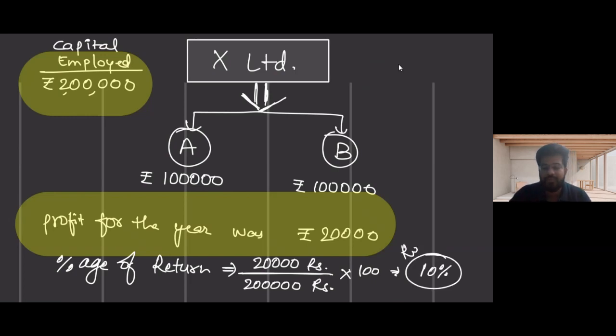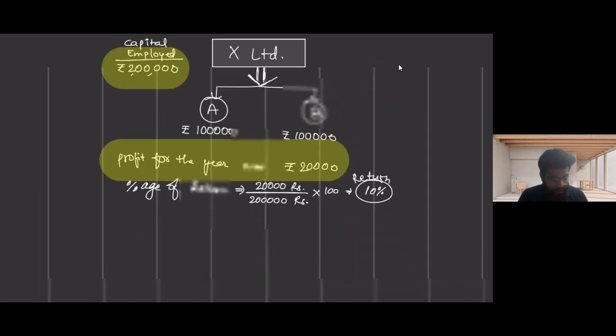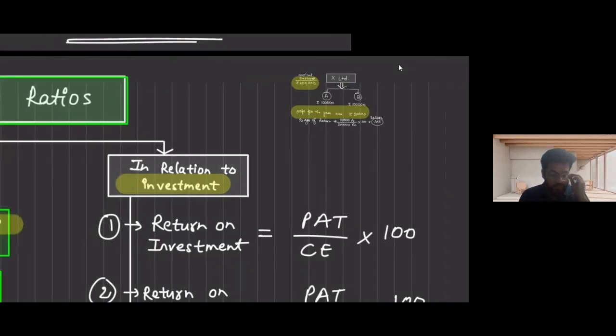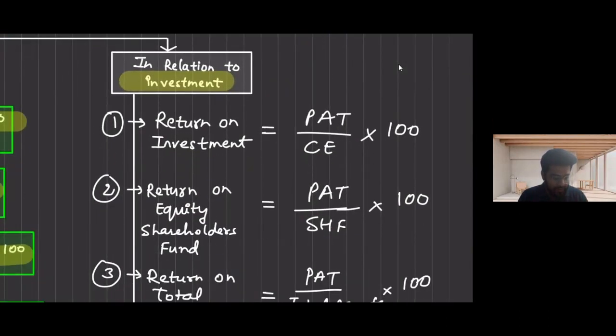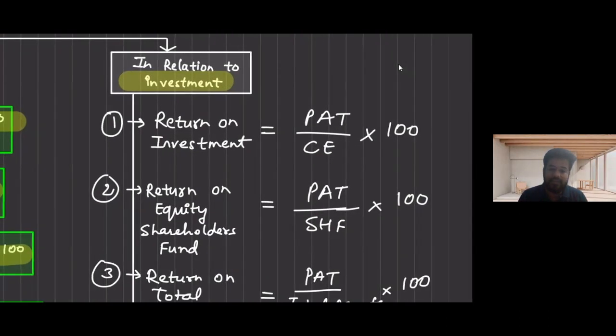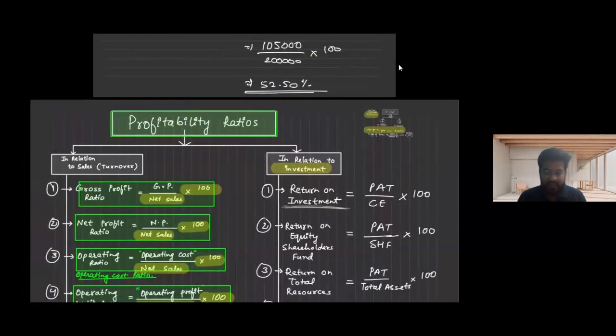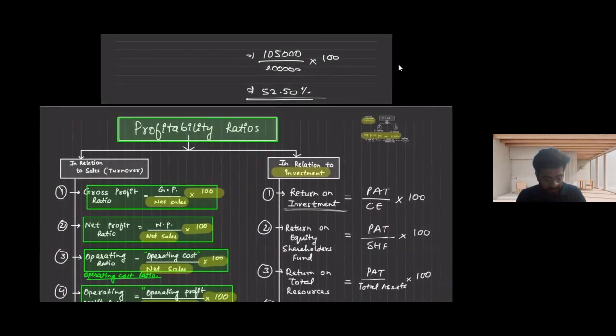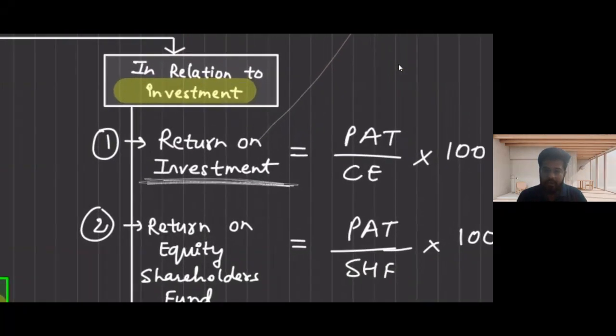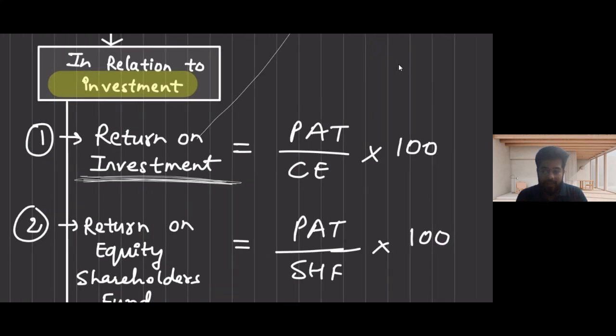How much return have they got? A 10% return on their investment. This we can easily calculate logically by the normal method. But here we have some complications where you need to calculate return on investment. So return on investment is nothing but the same thing we have calculated right now: profit after tax divided by the capital employed, whatever capital you have employed in the business, multiplied by 100.